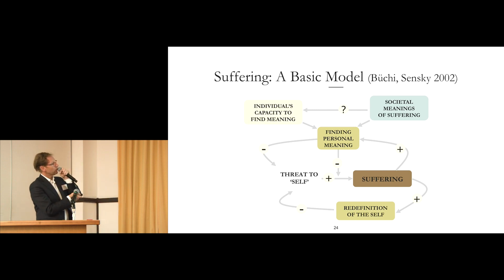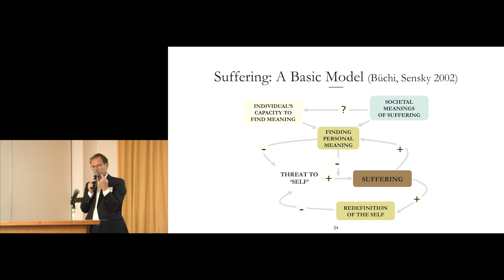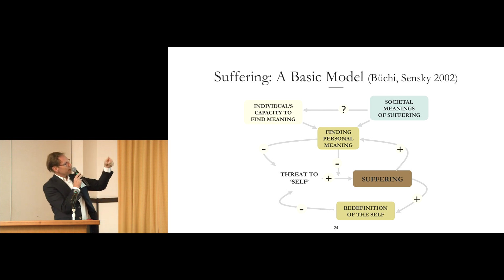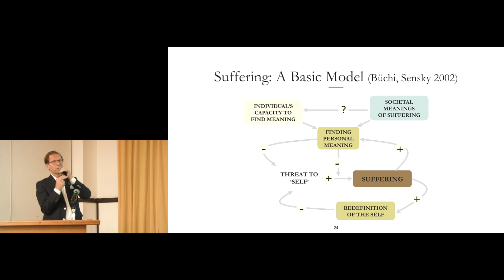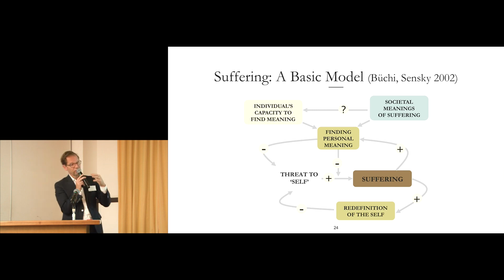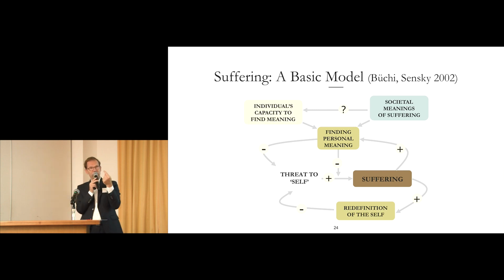I would like to focus first on this very important aspect, that suffering induces a process of finding personal meaning, which somehow is also linked to the societal meanings of suffering. So if you live in a group of people believing in certain meaning of suffering, that has a big effect on individuals to find personal meaning, but it's also linked to individuals' capacity to find meaning. So we find huge differences in adaptation to this state of loss or damage.